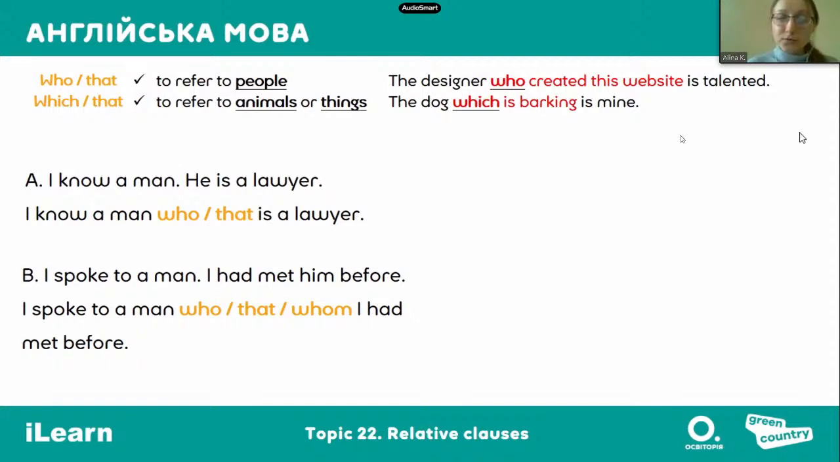And the second sentence. I spoke to a man, I had met him before. And it becomes I spoke to a man who or that or whom I had met before. So what do you think? In which of these two sentences can we omit these relative pronouns?